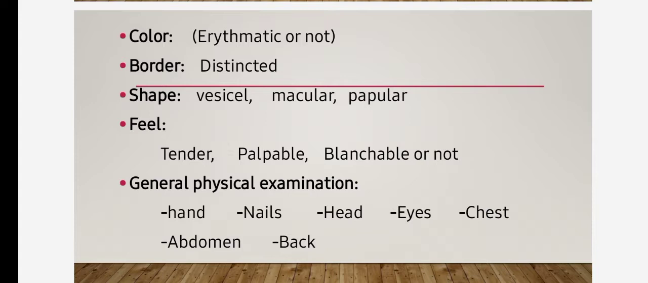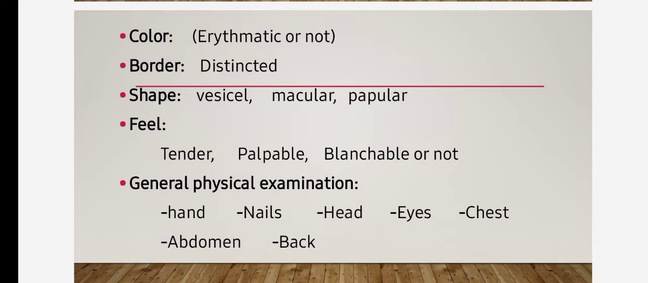Then do the general physical examination. First do height and then the weight of the patient. Then look at the hand for pallor, nails for clubbing, BCG scar, and head for any swelling. Then check higher mental function by asking name and kalma. Then check the eyes for any intracranial bleed.